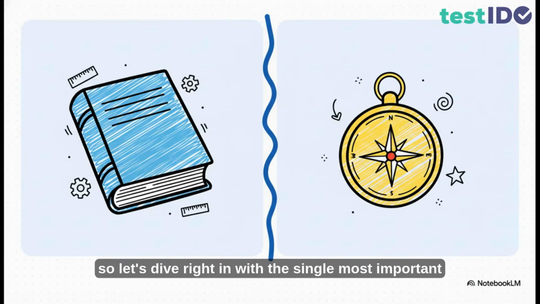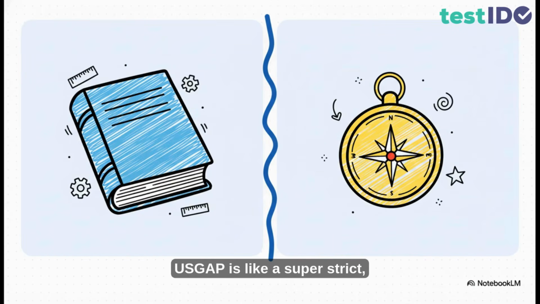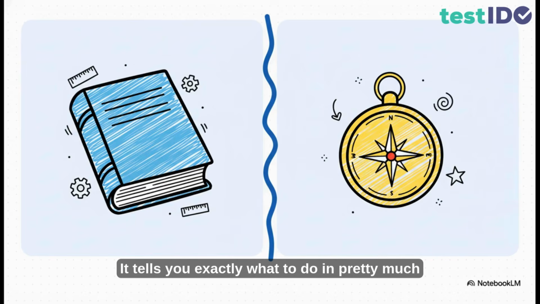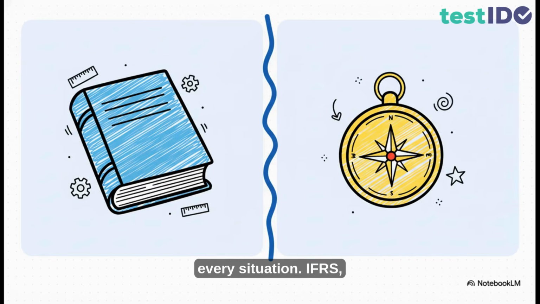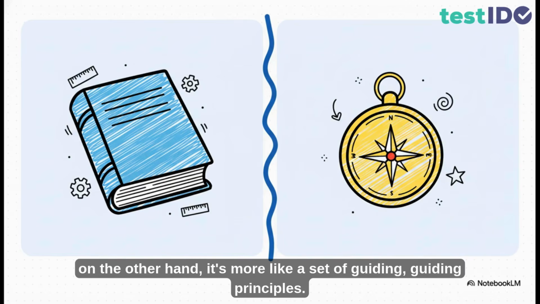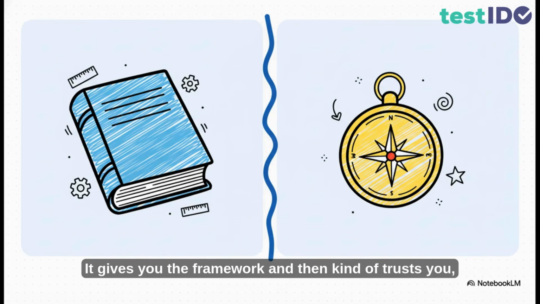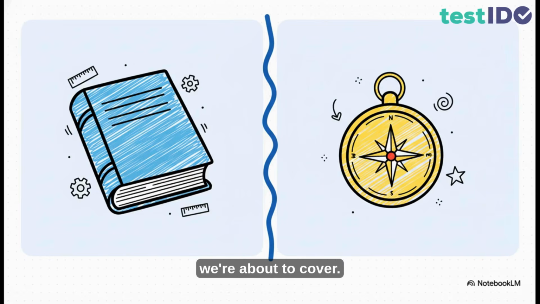Okay, so let's dive right in with the single most important concept you need to grasp. Just think of it this way. US GAAP is like a super strict, really detailed rulebook, right? It tells you exactly what to do in pretty much every situation. IFRS, on the other hand, is more like a set of guiding principles. It gives you the framework and then kind of trusts you, the professional, to apply it correctly. And honestly, this one idea explains almost all the differences we're about to cover.